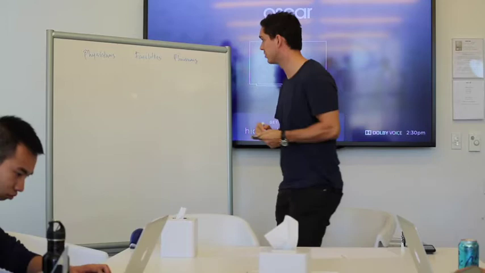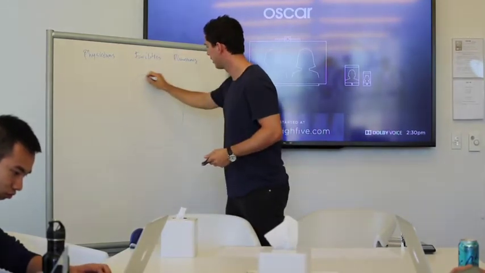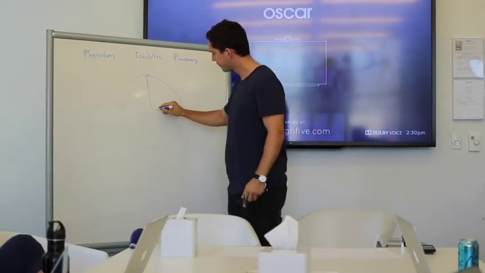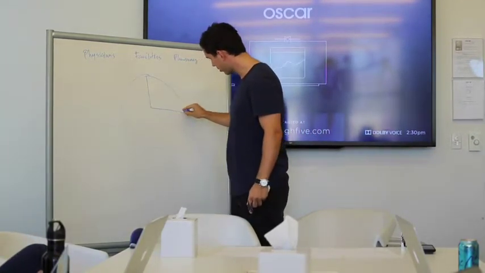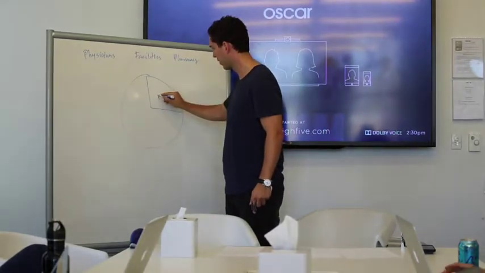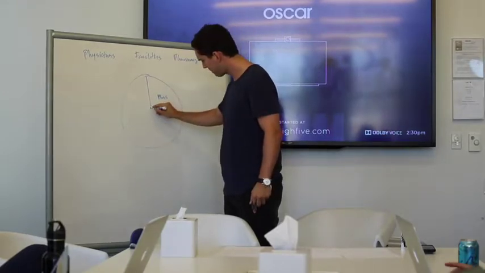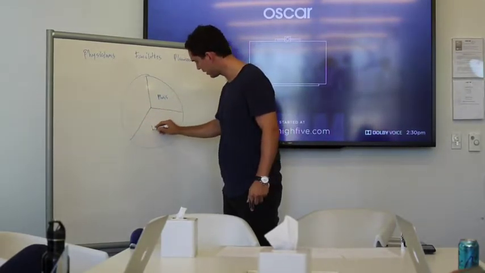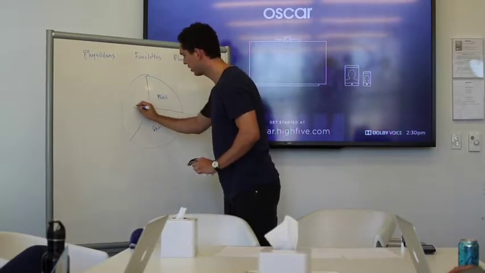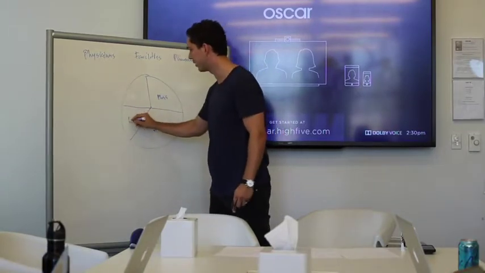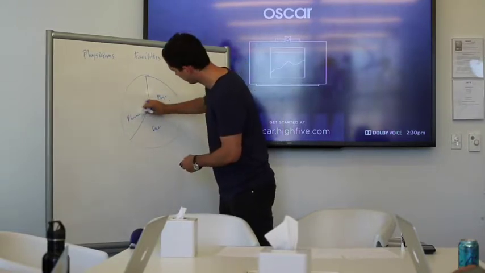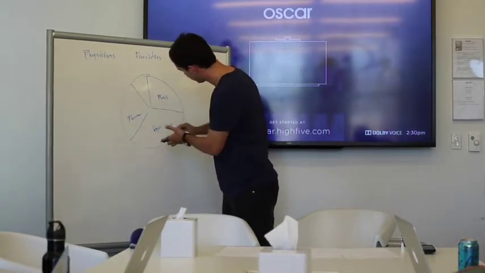And then the pie here looks basically like, if this is all of your health insurance costs, about 30 or so percent is the physicians. About 40% or so is the facilities. And 20% and growing or so is pharma. So, I'm going to draw it like this.